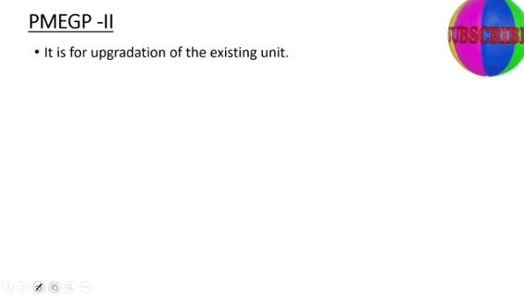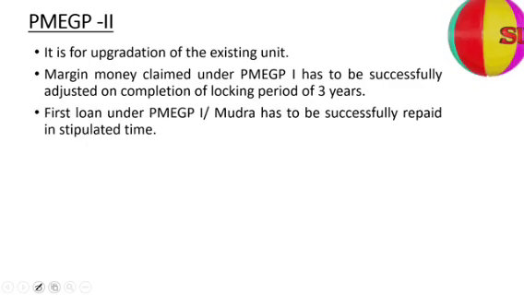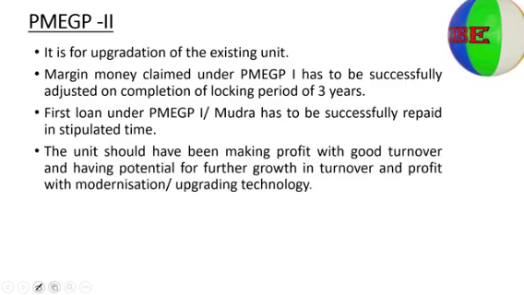Second loan allowed, yes. Okay, so PMEGP 2 is for upgradation of the existing unit. One customer has taken a PMEGP 1 loan, he has repaid. Now he wants to upgrade the existing unit, so he can go under PMEGP 2. Again, the margin money claimed under PMEGP 1 has to be successfully adjusted on completion of the lock-in period of 3 years. The first loan has to be successfully repaid in stipulated time. Then only we can go for a PMEGP 2 loan.